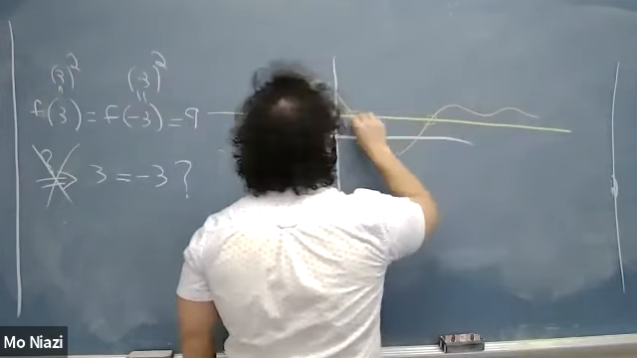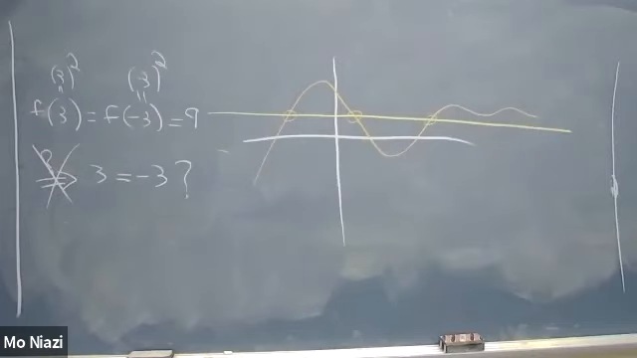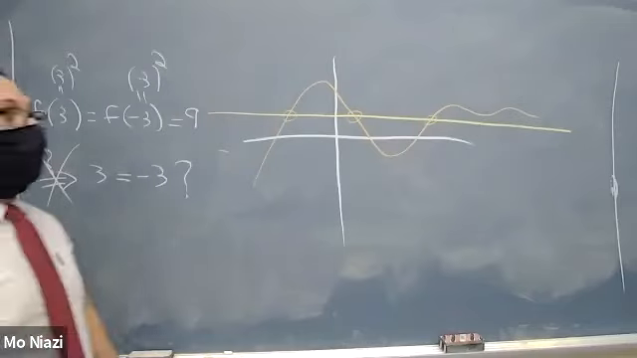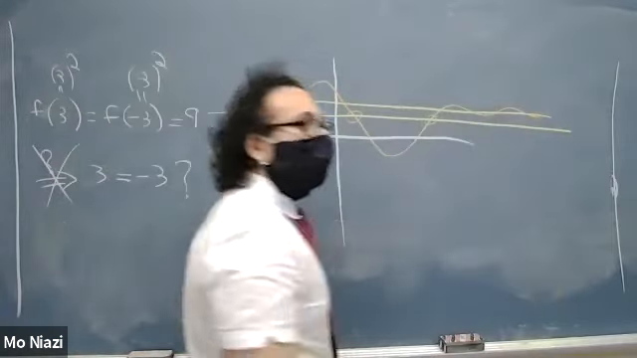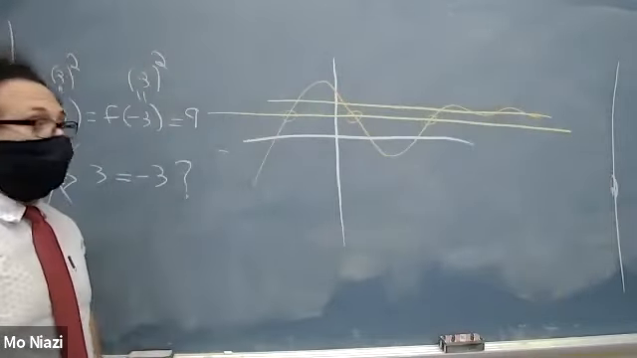How many times can it go through it and be okay? Once. Go through it once and be okay. But it's going through it multiple times, especially for that line. If I draw the line like this, it'll go through it even more. So it is not one-to-one.